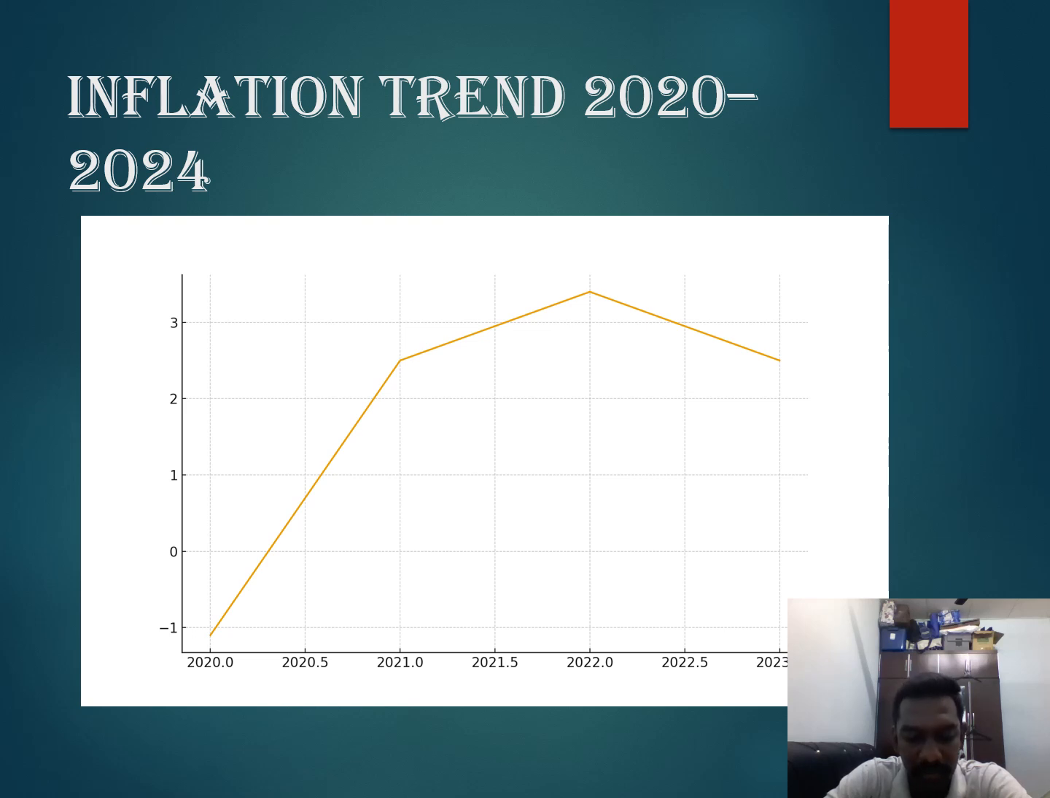But from 2021 onward, inflation rose as global economies reopened. Supply chain disruptions, container shortages and high shipping costs, and food prices of course increasing, caused upward pressure on prices at that time. Inflation peaked around 3.4% in 2022 before stabilizing in 2023.